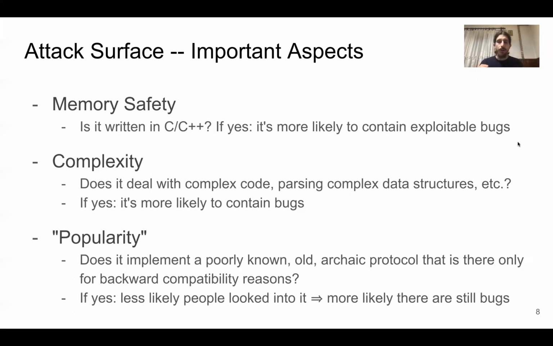Of course, when I say that an old component is more likely to contain bugs, it doesn't mean that any old component is more likely to contain bugs. It's like a parity of complexity, memory safety, and all these things. If a component is less popular, then it's more likely, relative to the other components, to contain bugs. Okay, none of this is absolute; it's all relative.